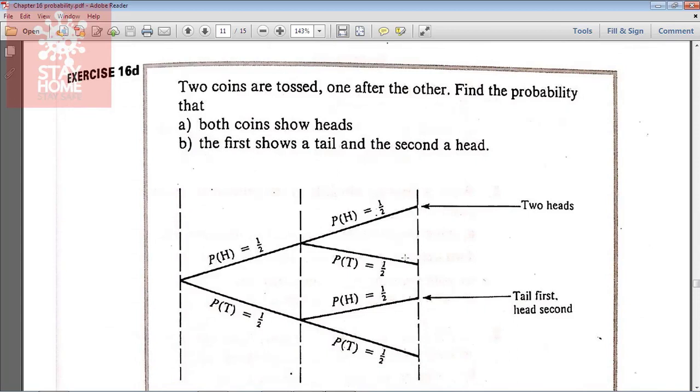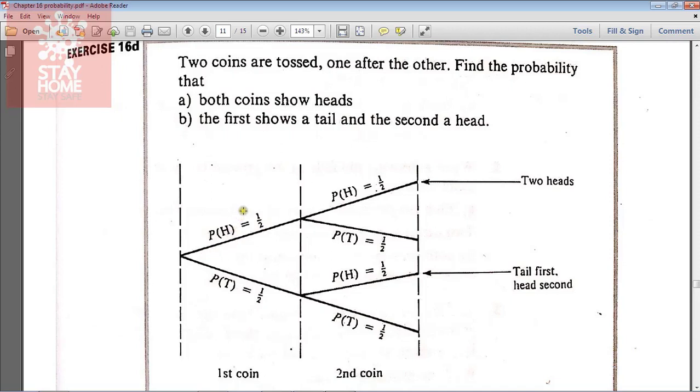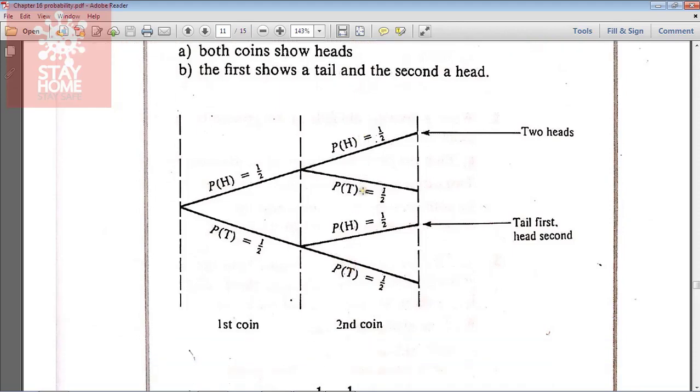The same situation here, two coins are tossed, or the same one coin tossed two times. Similar, two coins are tossed one after the other. Find the probability that both coins show head. The first shows a tail and the second head. See, it can be head, can be tail. After that, can be head, can be tail, can be head, can be tail. So these are the options.